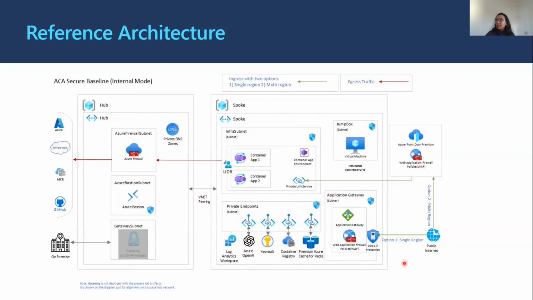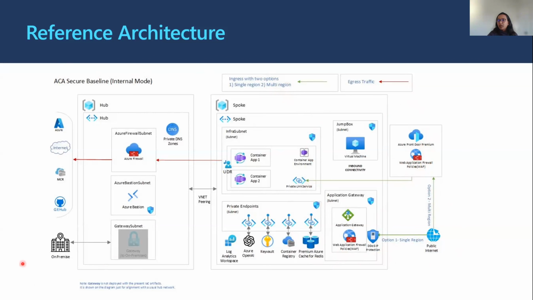And in the ingress here, there are two options. The first option, if you're going for a single region deployment, is to utilize the app gateway and pass all your traffic via the app gateway. If you are looking for a high availability scenario where you want your applications to be highly available, then you can go for the second option, which is the multi-region option. For that, you can utilize Azure Front Door with the supported WAF policies.